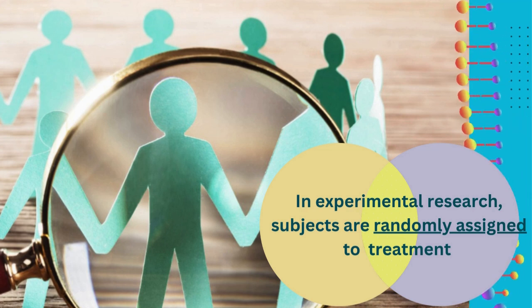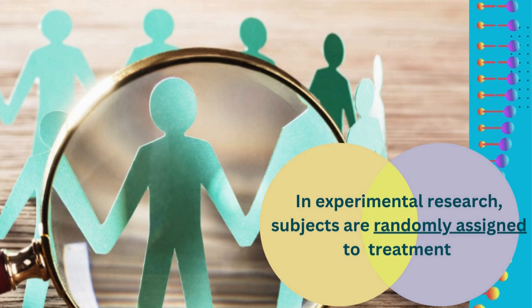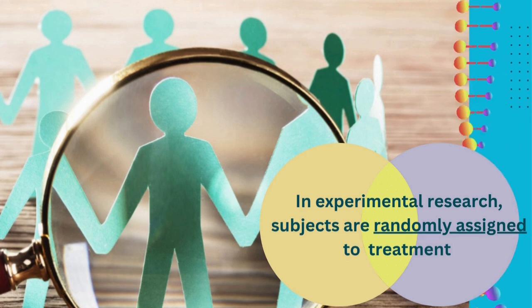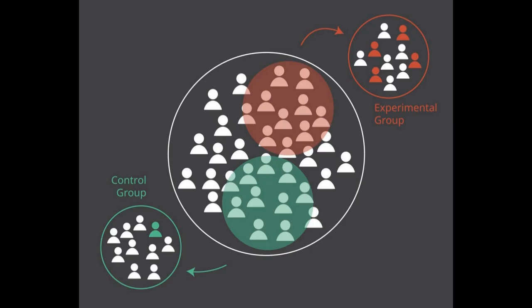So, random assignment is the key part of experimental design. It helps you ensure that all groups are comparable at the start of the study. Any differences between them are due to random factors, not research biases like sample biases and selection biases.